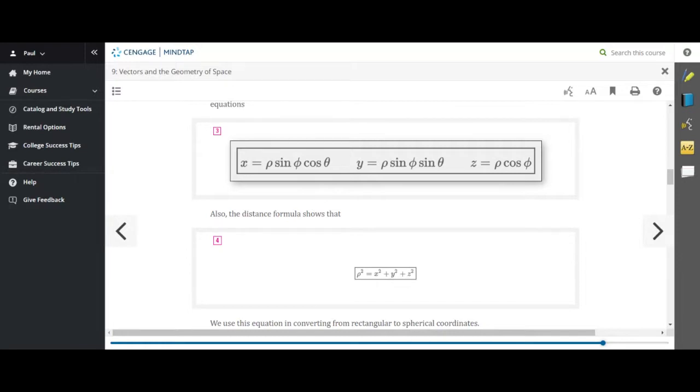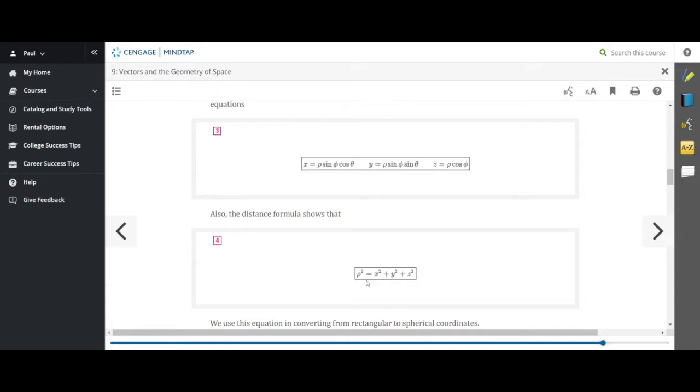So now we have those three conversion formulas, and we also notice that rho squared is equal to x squared plus y squared plus z squared. Now, we can show that. That's probably worth showing. It only takes a minute.